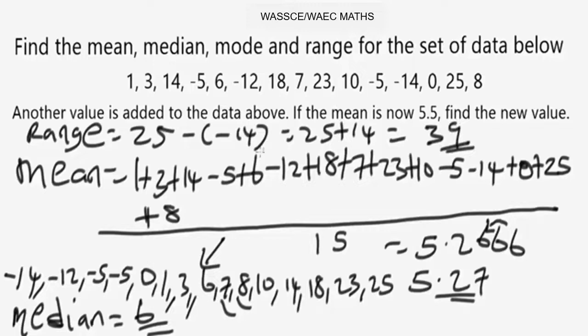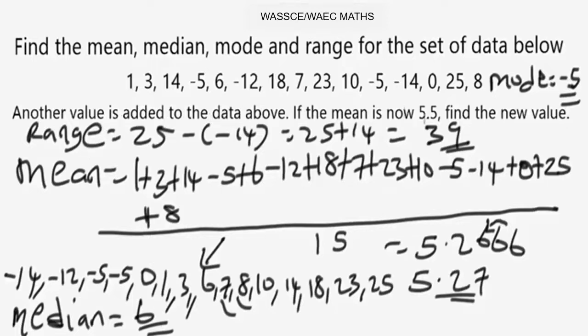Now the mode is the highest occurring frequency, or the most frequent value. The highest occurring value in this data is minus 5. So the mode is minus 5. Alright, so that will be the answer for the first question.